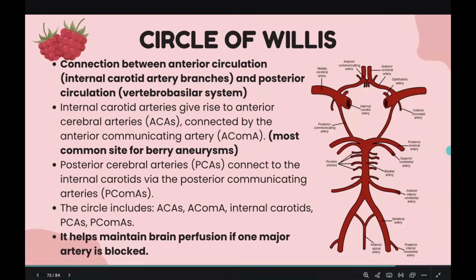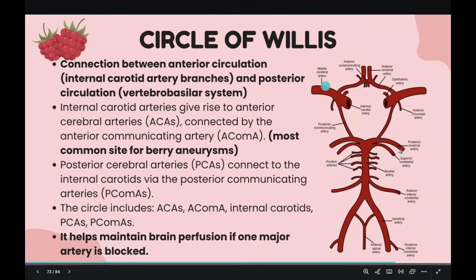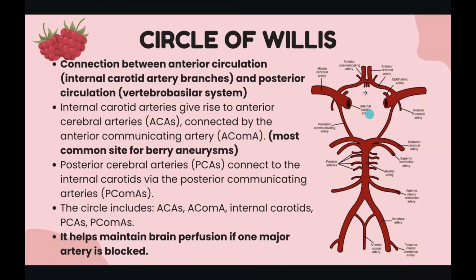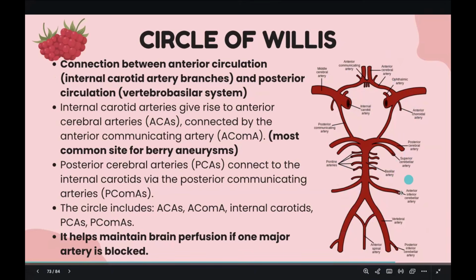We talked about this. Now that we've identified and labeled all the arteries and what happens if they were to be damaged, let's talk about the diagram that we've been looking at for the past couple of slides, which is the circle of Willis. This is an important diagram that you need to memorize by heart. It's the connection between the anterior circulation, which is the internal carotid artery branches, and the posterior circulation, which is the vertebrobasilar system.